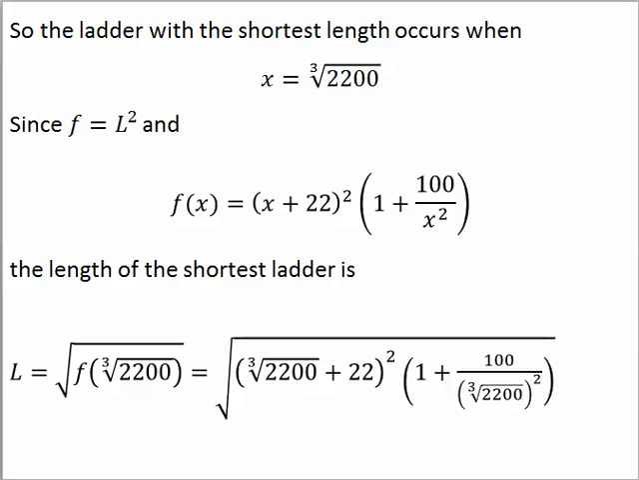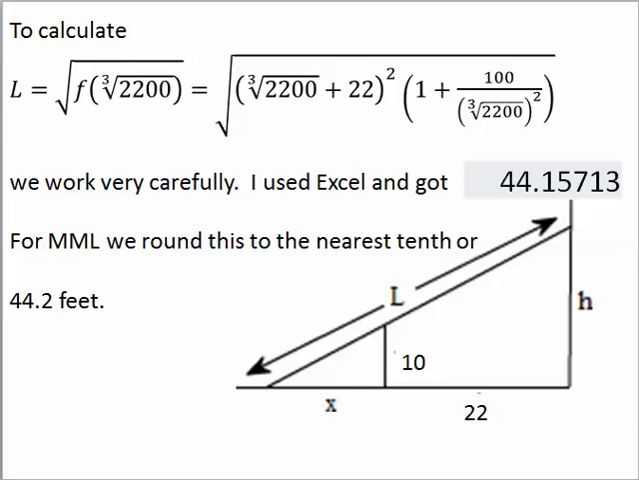So this is the calculation that we need to do. You can either use a calculator or some sort of spreadsheet. I used Excel, and my math lab asked us to round it to the nearest tenth of a foot, and when I do that I get 44.2 feet for the length of the shortest ladder possible.